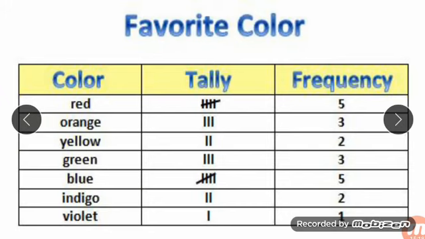Here we have an example to understand better the tally marks and the frequency distribution. Here it is a frequency distribution about the favorite color of the people. So this is the organized form of the data, where we can see that 5 people like red color, 3 people like orange color, and 2 people like yellow color. For green, 3 people, and 5 people are for blue color, indigo 2, and the frequency for violet is 1.